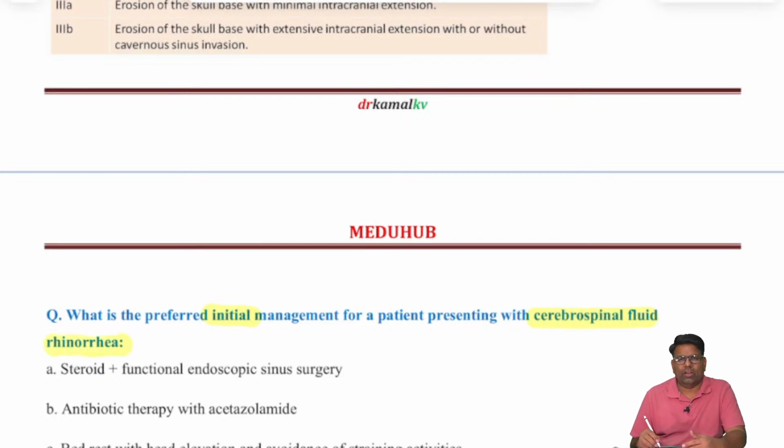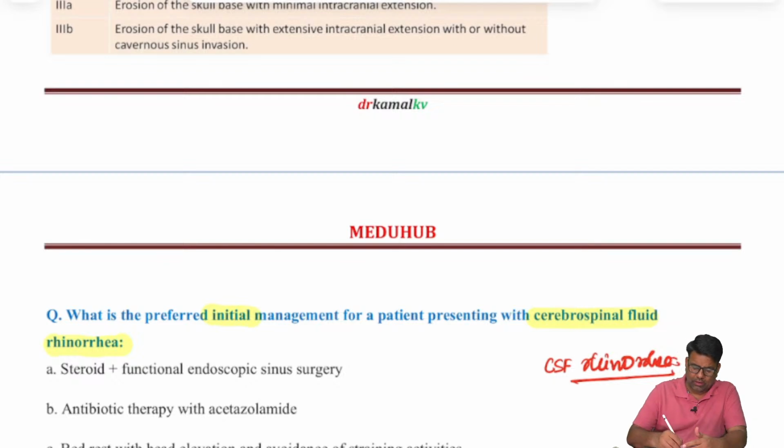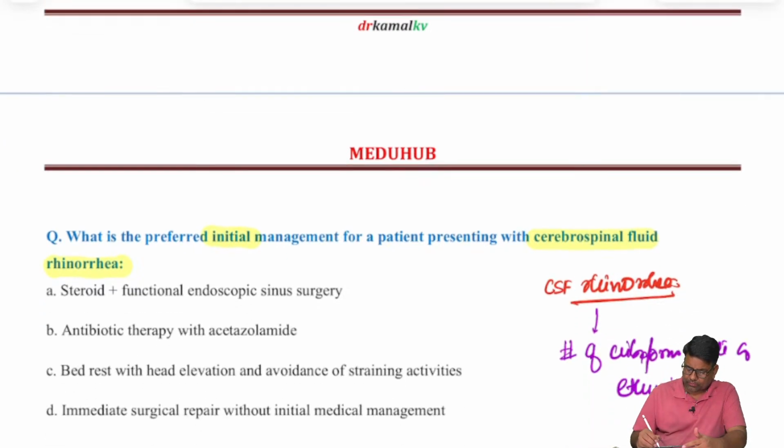Now, this we have already discussed when we were discussing CSF rhinorrhea, while discussing the fracture of the cribriform plate of ethmoid, right? So the CSF from the anterior cranial fossa leaks into the nasal cavity. Okay? So the CSF leaks out, and this is CSF rhinorrhea.